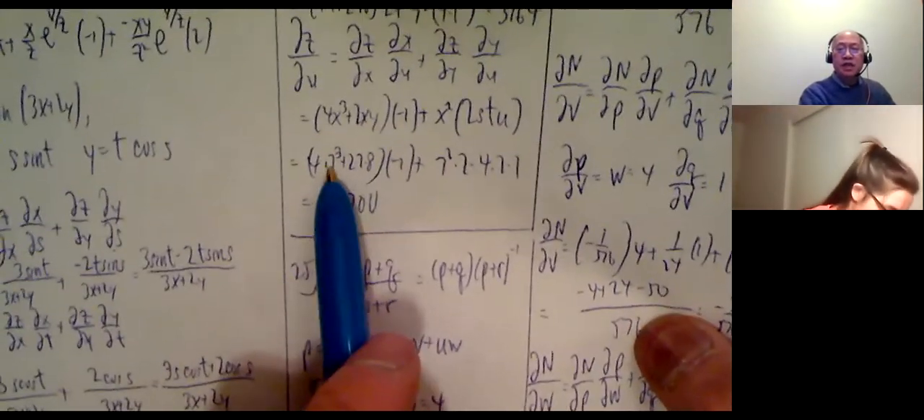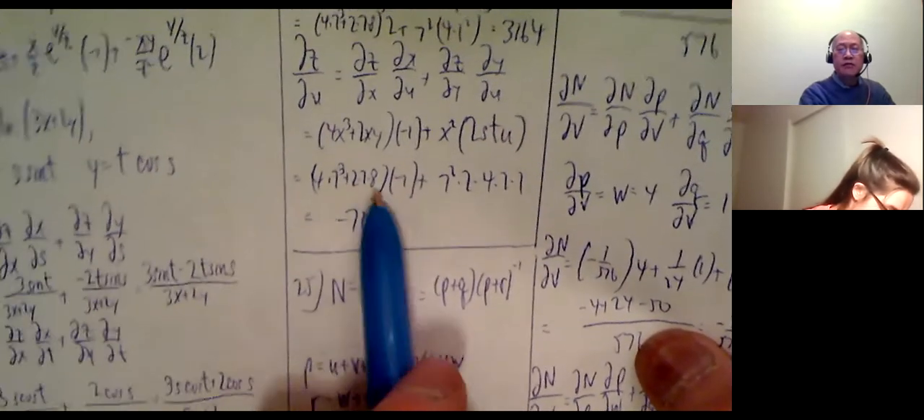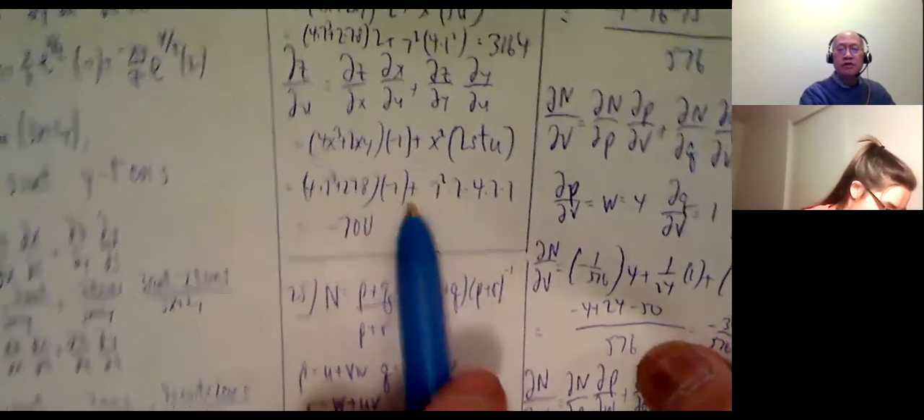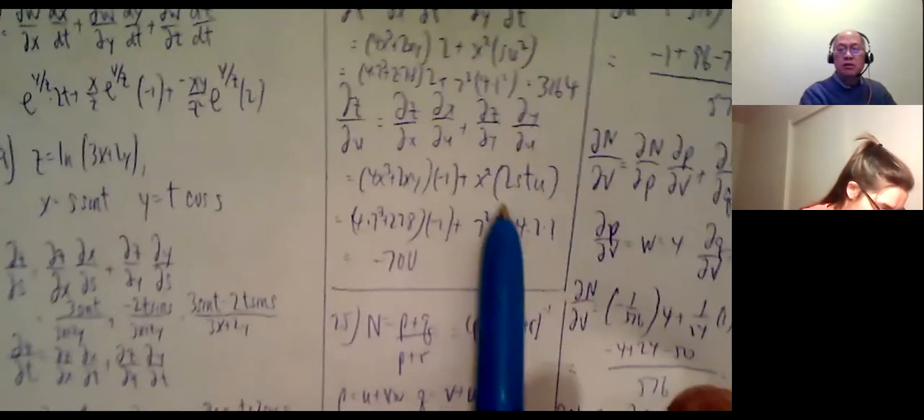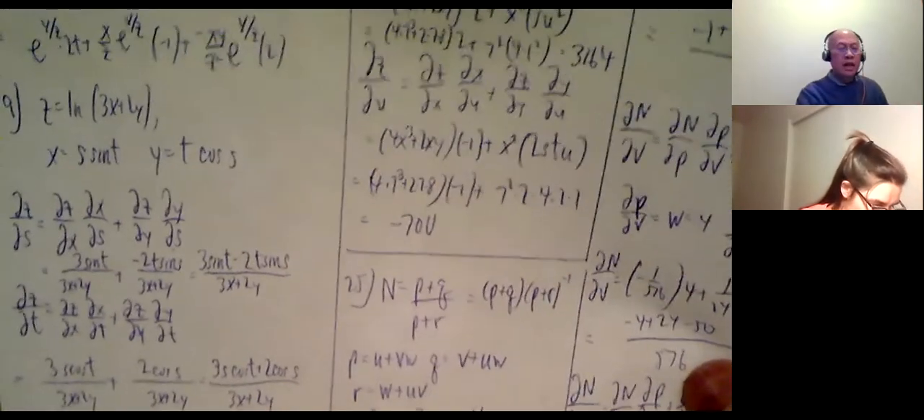And once again, plug in. 4 times x is 7, 7 cubed, plus 2xy, 2 times 7 times 8. All of that times -1. Plus x squared is 7 squared times 2 times s, which is 4, t, which is 2, u equals 1. Grind that all out. -700.